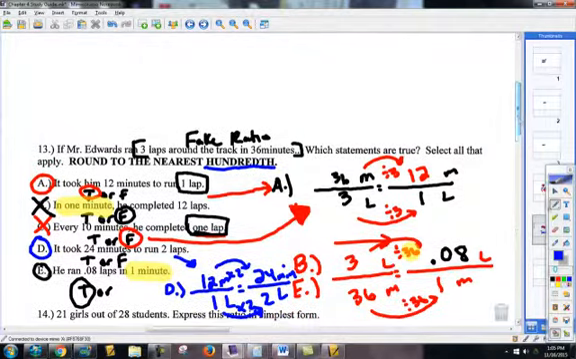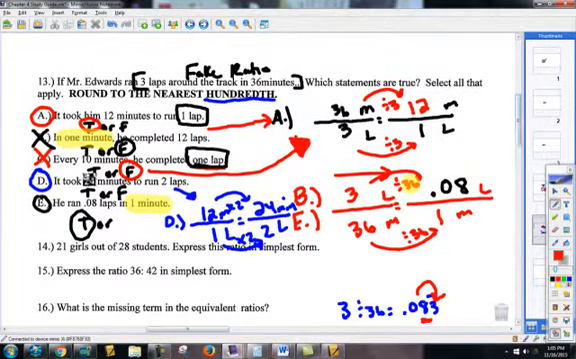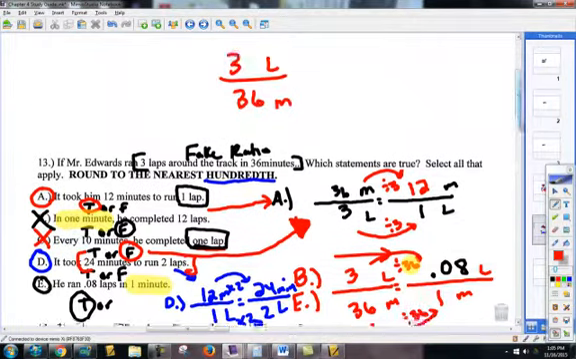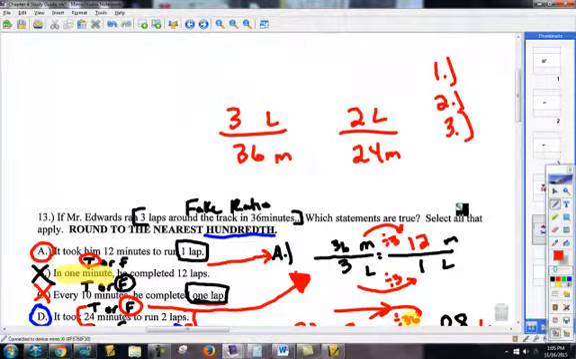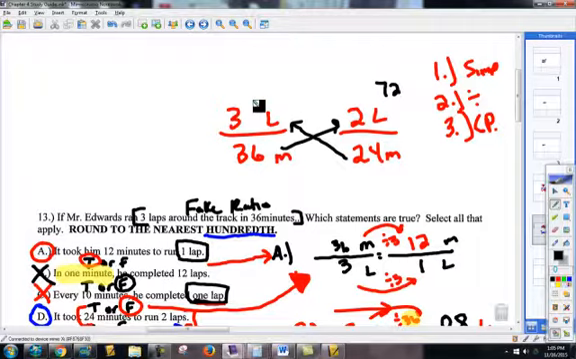Now the other way you could do it is I could take my fake ratio, 3 laps is 36 minutes, and then I'm going to take this ratio, 2 laps in 24 minutes, and I'm going to check for equivalency. So you all know there are 3 ways to check for equivalency. You can simplify, you can divide them, or you can use CP, which means cross products. So when I do that, 36 times 2 is 72. 24 times 3, that's 72.